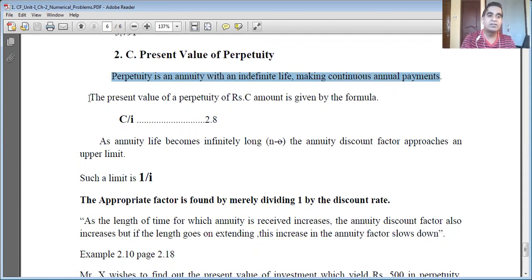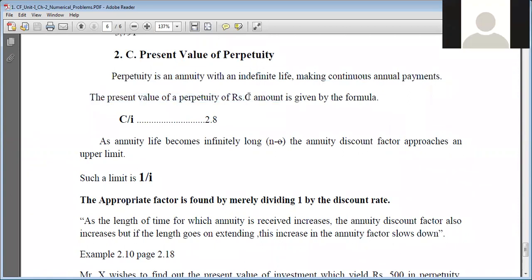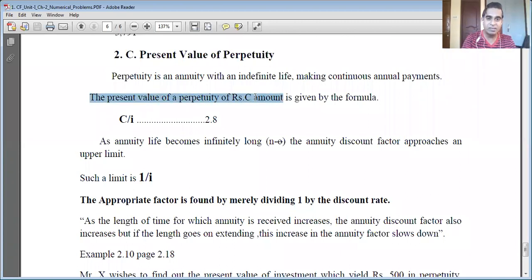Now this technique is slightly different to find out the present value of perpetuity. We are not going to refer to any table. We have different techniques, so please pay attention. The present value of a perpetuity of rupees C, where C is the symbol, is given by the below formula, capital C divided by small i. This is equation number 2.8. Capital C divided by small i.